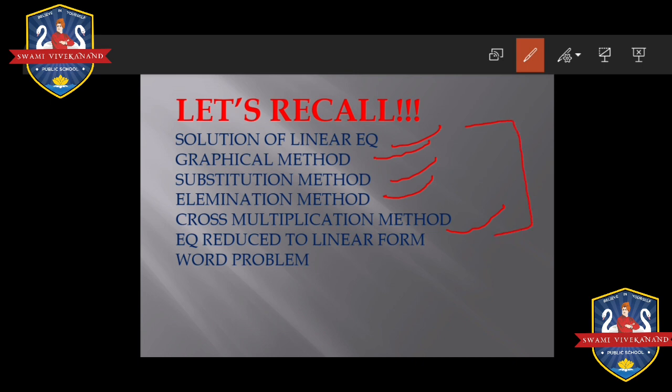The difference between all these methods is just their way of doing, but with all these methods we get the same answer. After that, we learned how we can reduce an equation to linear form. After that, word problems. Word problems are the main topic of this chapter. From any statement, we can form a pair of linear equations and we can get our answer.